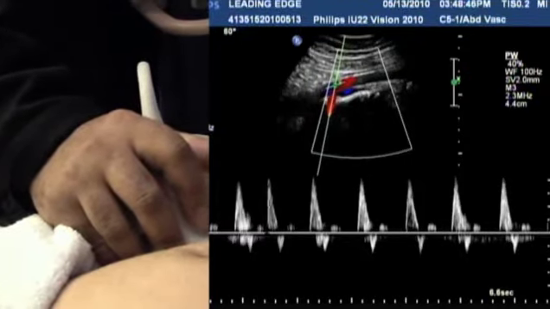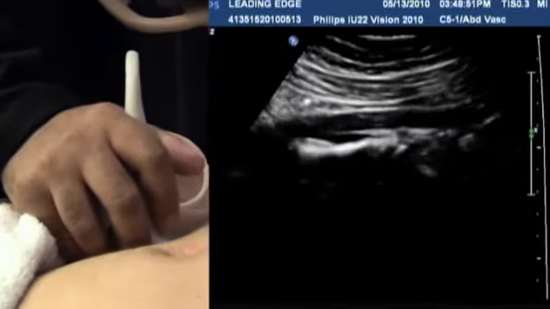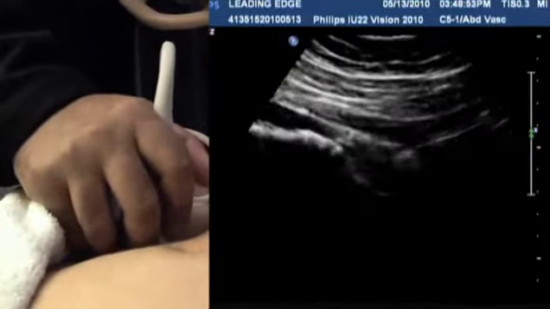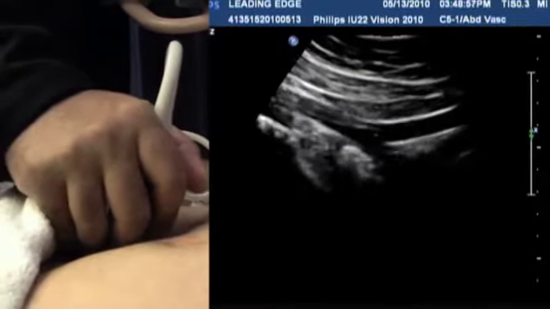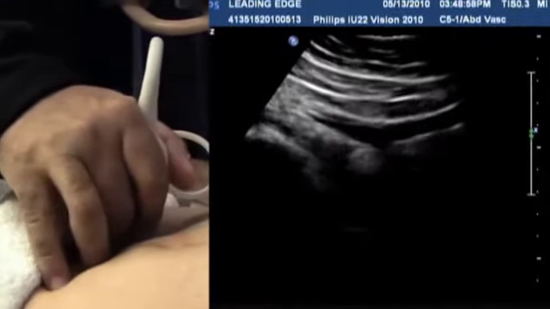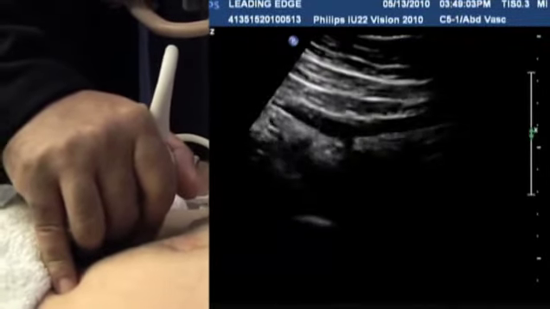So you can acquire your representative images and spectral waveforms and use the color as a guide to tell you where along the level of the arterial system you have to stop if you suspect an issue based on the color flow or the 2D image. Again, this is the level of the common iliac artery bifurcation.